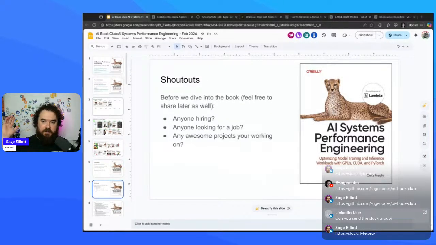And then quick shout outs. This is always kind of a fun part too for people in the community. If you want to say anything before we dive into the chapters, are you hiring? Are you looking for a job? Do you have any awesome projects you want to work on or that you have worked on that you want to share? Feel free to share anything in the chat right now along those lines. Or if you're hosting an event that seems interesting, let us know.